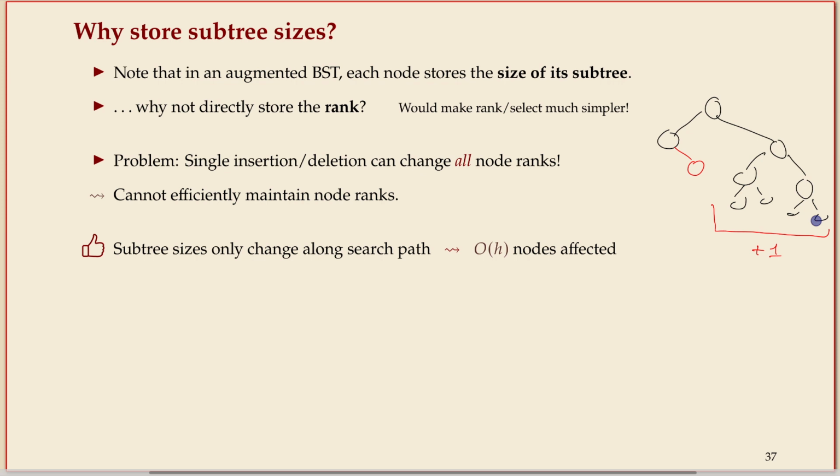Whereas subtree sizes have this lovely property that they're local. Only on the search path does the subtree size change, right? So subtree size is only changing here +1, here +1, and here +1. And I don't have to visit all of those guys. It's just one path.